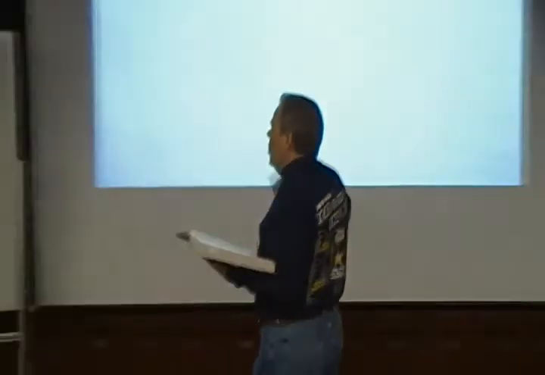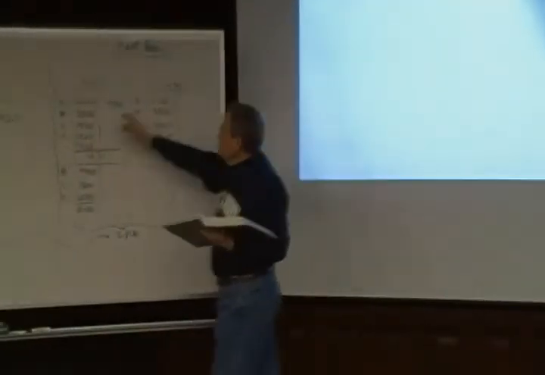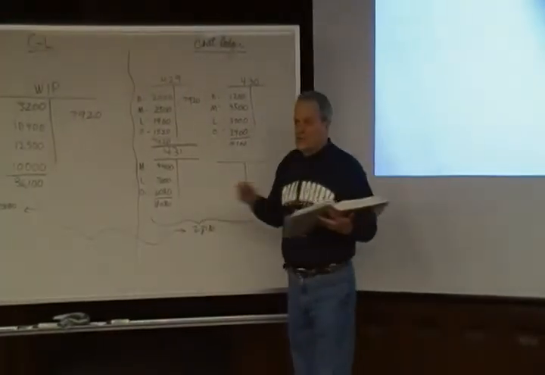So here's the cost ledger. Each one of these individually are called job cost sheets. They're unique and the heart of a job order cost system. And here's one that looks more like real life.